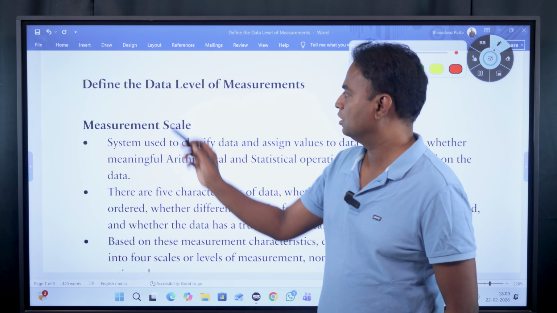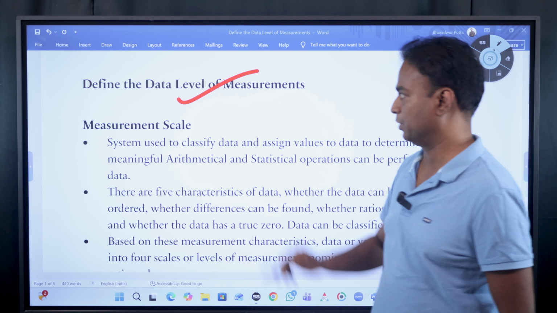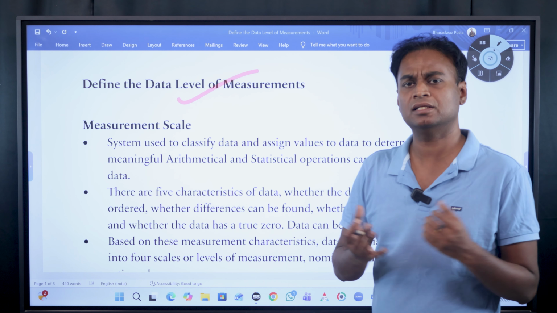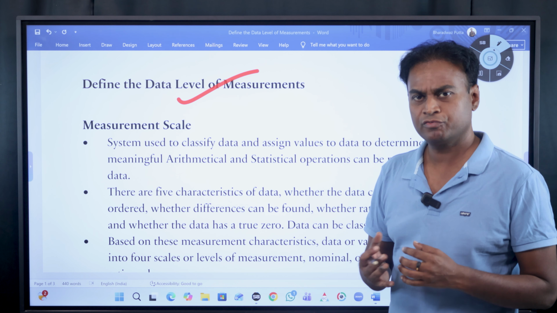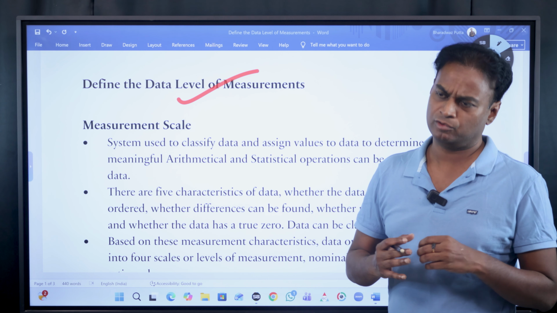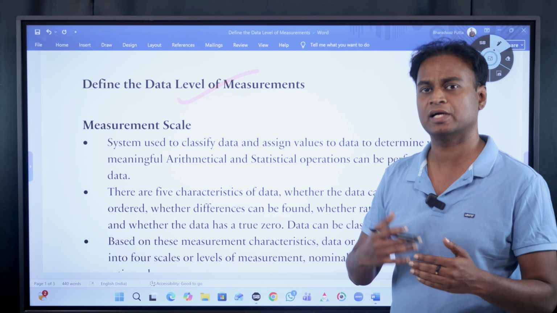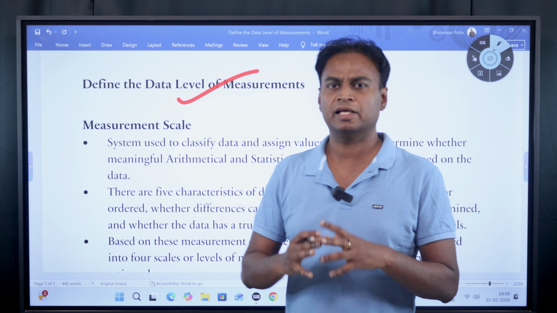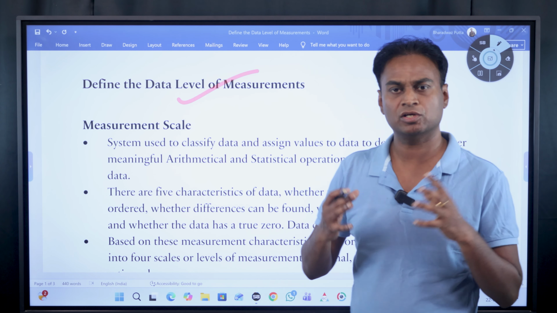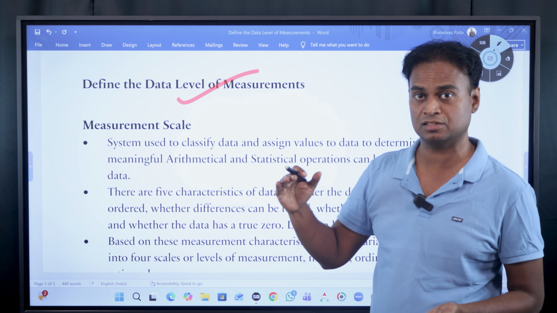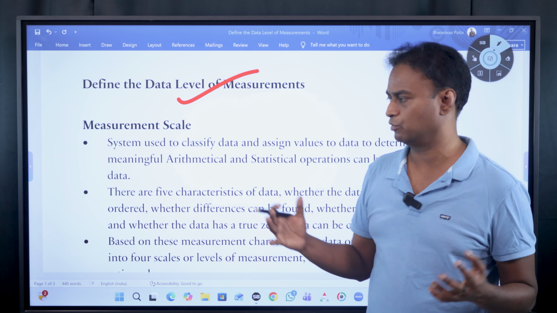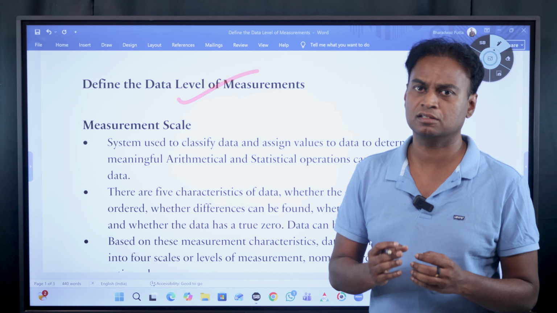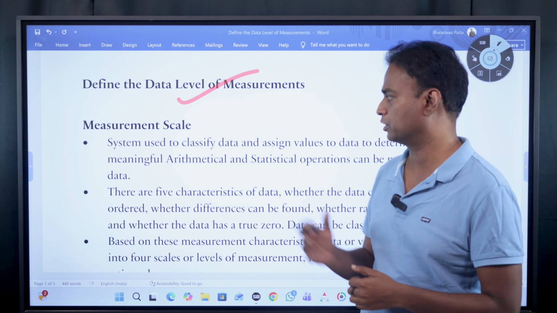The topic is to define the data level of measurement. How do you measure anything, right? For anything there will be a level. In an office there will be a hierarchy, or to any place you go there will be a hierarchy, or there will be a scale of measurement. In the same way, any data you get in this world can be organized into 4 levels: level 1, level 2, level 3, level 4. On what basis you assign a particular data into a particular scale, we will look into it.